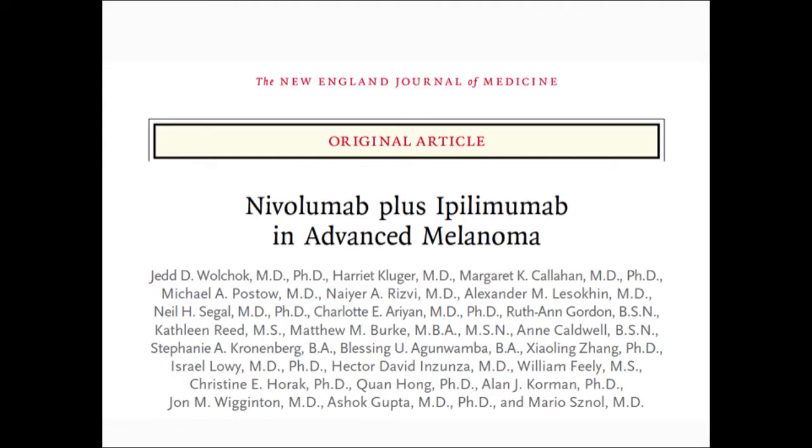So then, this was taken one step further by combining nivolumab and ipilimumab. And of course, the question was, would that be possible and not too toxic for patients? And this was published in the New England Journal this year with Jedd Wolchok from the Memorial Sloan Kettering as first author.